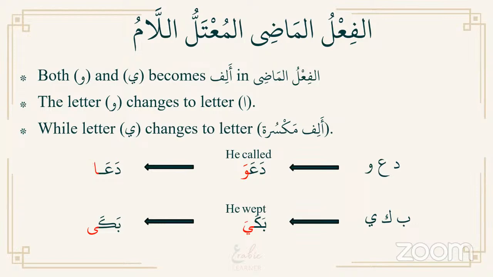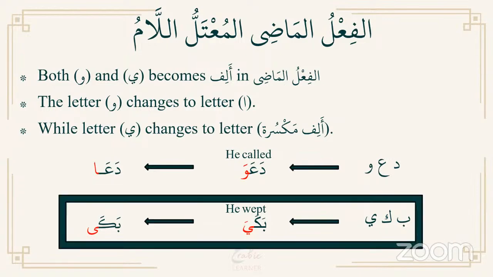Okay, so I will take another example, which is Ba, Kaf and Ya, baka-ya. Bakaya means he wept, but you will change it to Alif Maksura. So it becomes baka. This is Ya here, see, there are two dots below it. There is no dot below this one, so this is Alif Maksura. So we will take the example of this.